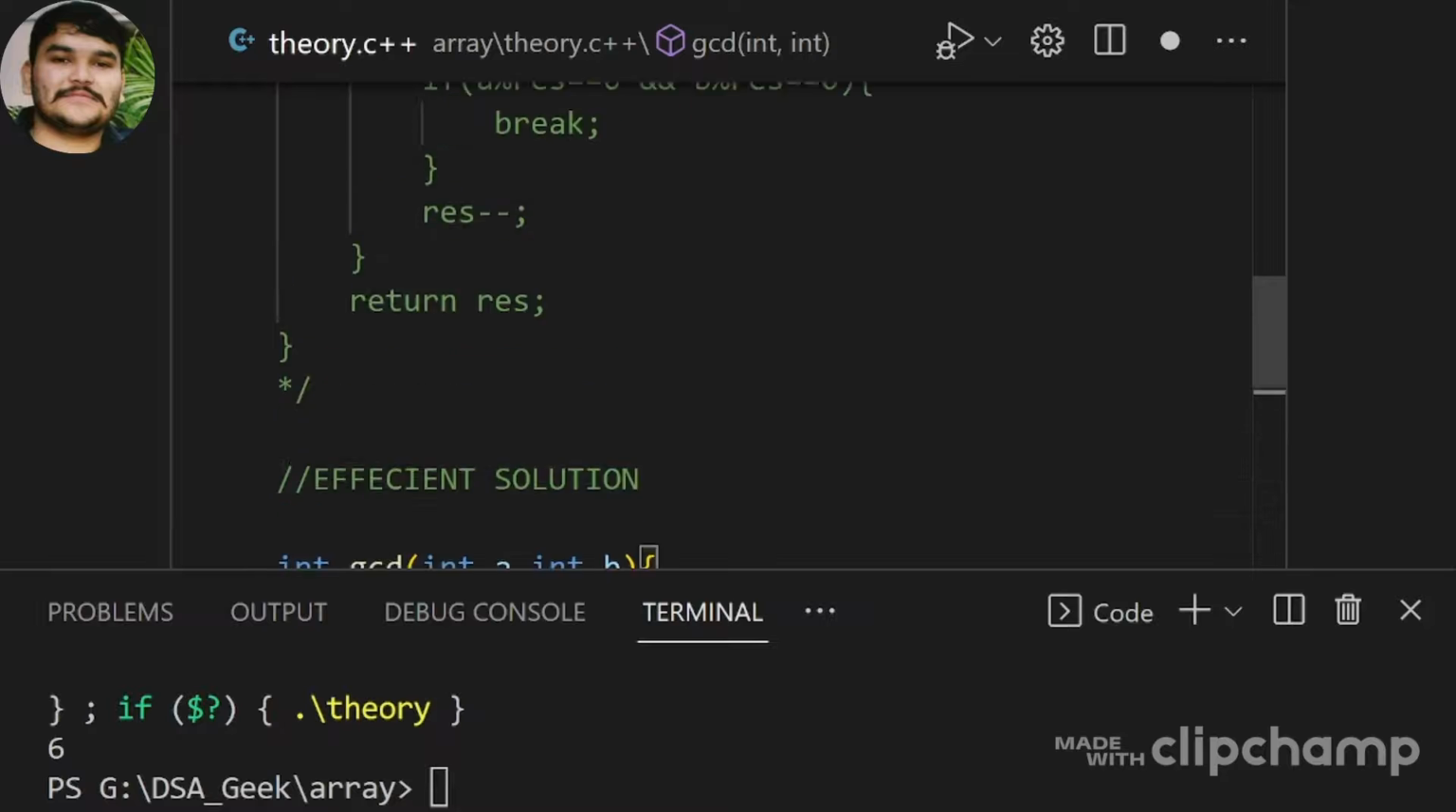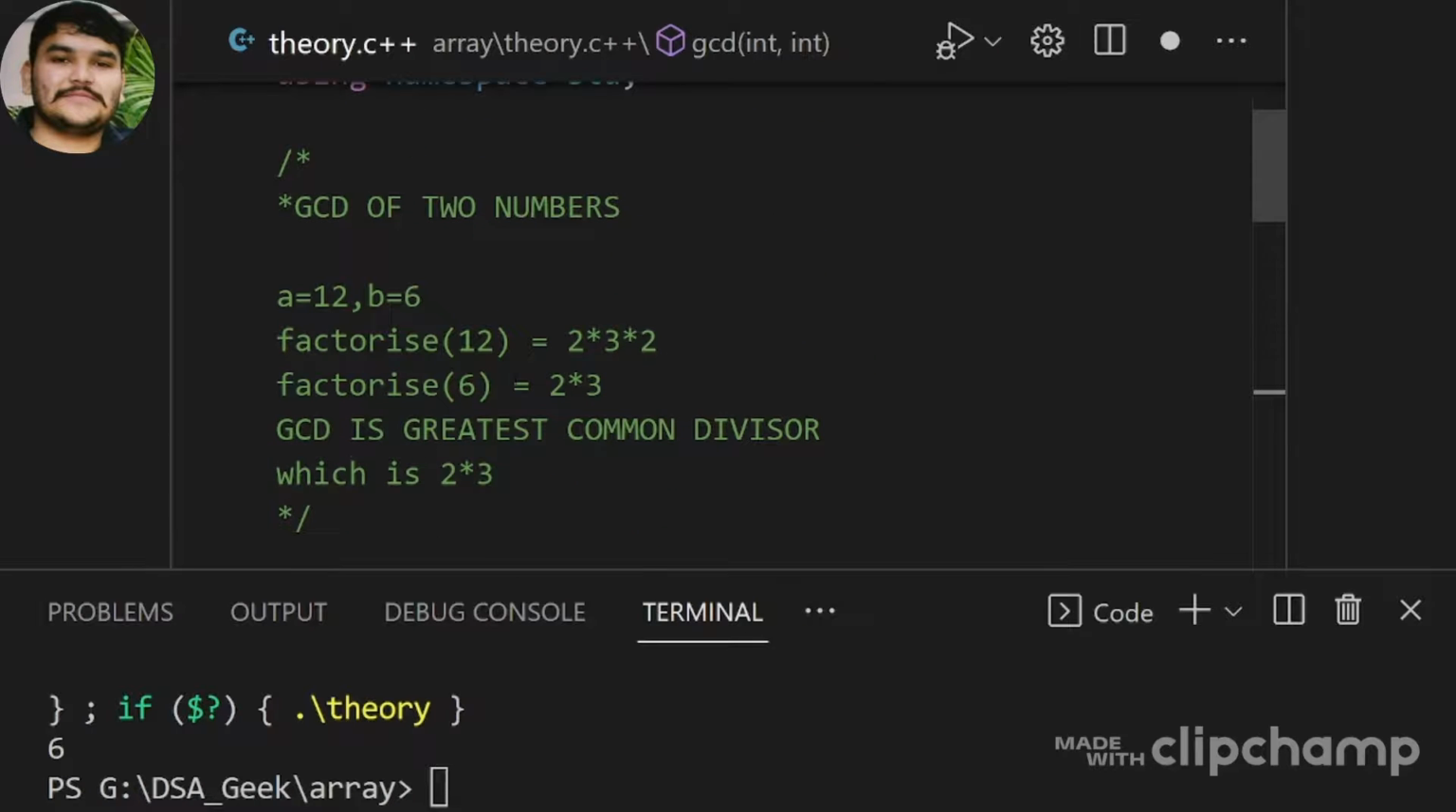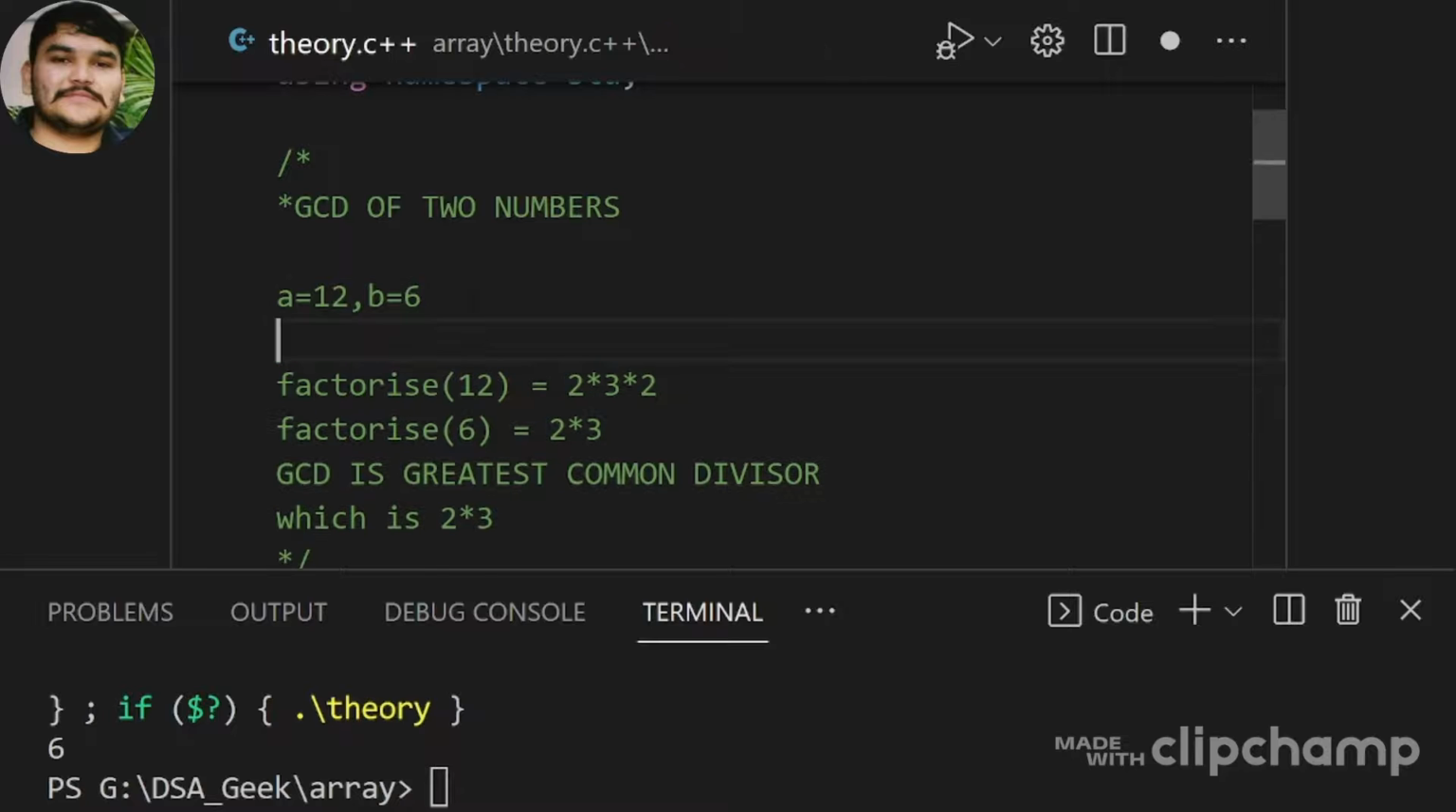Just take a simple example, because if we take a simple example then it is easier to understand. Consider 12 and 6: let my A be 6 and my B be 12. 12 mod 6 gives 0. So in one go I'm getting B as 0, which means my GCD is 6.